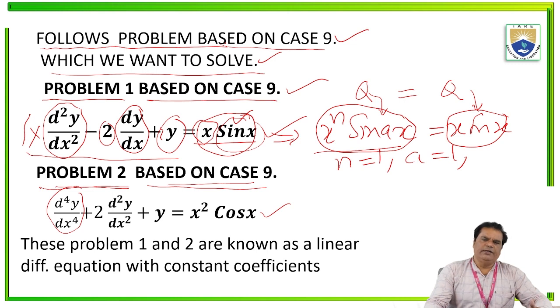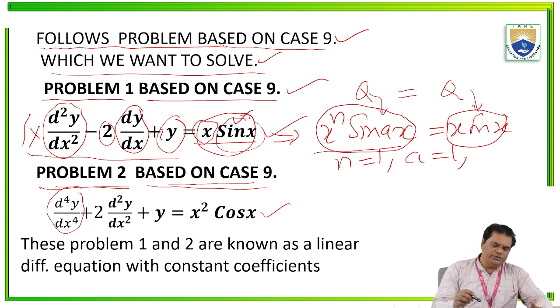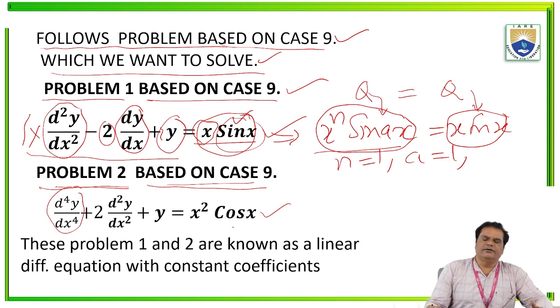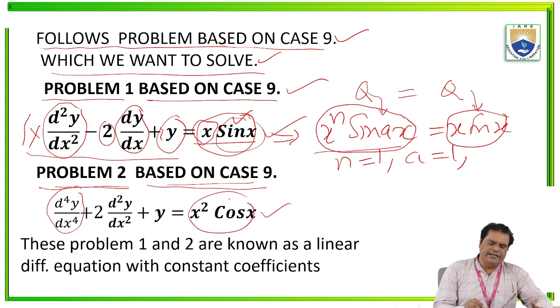Then we can solve a linear differential equation of nth order with constant coefficient. Here n is any number: second order, third order, fourth order. So this is a differential equation of fourth order with constant coefficient, but the right hand side Q is x square cos x.